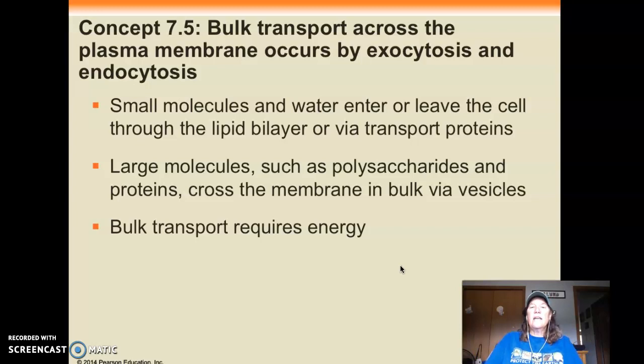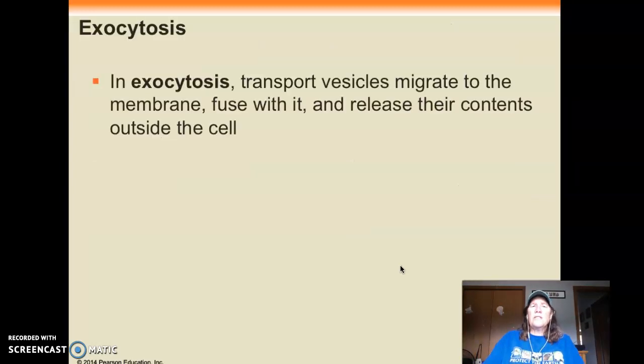Okay, so vesicles are made in the cell, and there's little particles. I showed you with the Golgi apparatus. They dump their product in there and they put it in like a little container, and then the container's taken to the plasma membrane, and it opens up, and boom, it's released into the bloodstream. Okay, exocytosis. There's endo and exo. Exocytosis transports vesicles to the membrane. They fuse with it, and then they release their contents outside the cell. So exo means outside, okay? So this is stuff made inside the cell, and then released to the outside, okay?